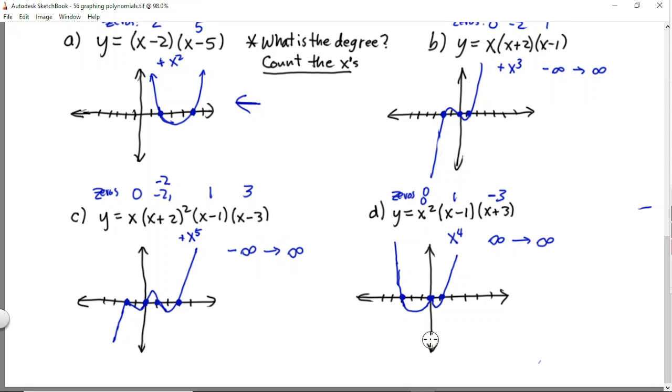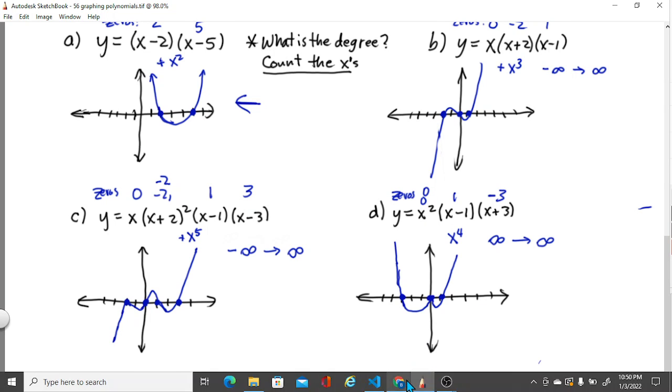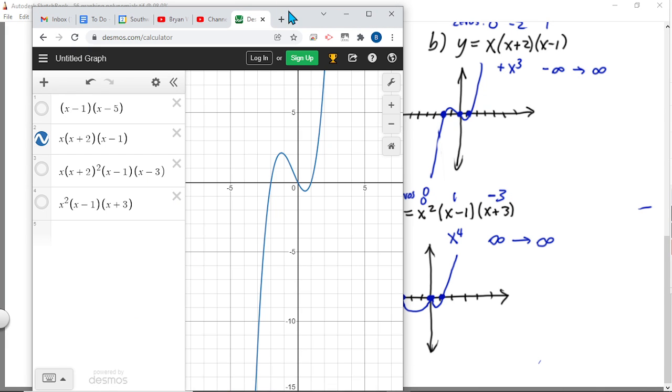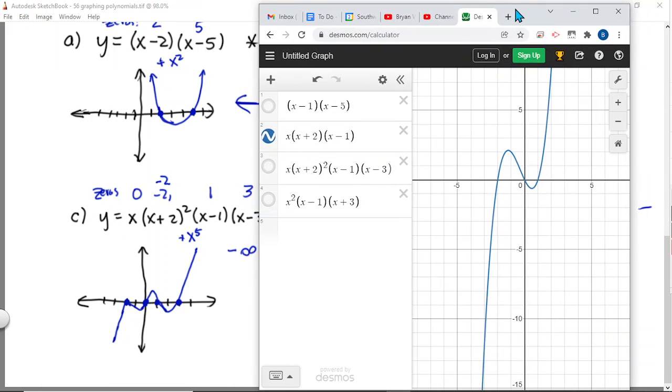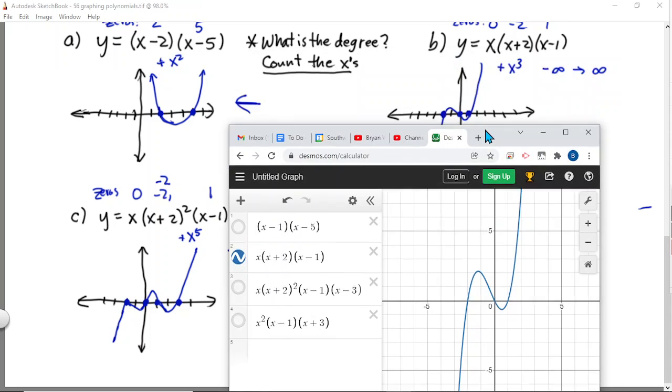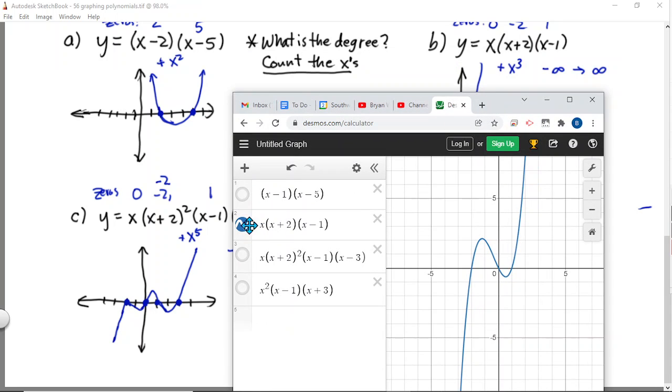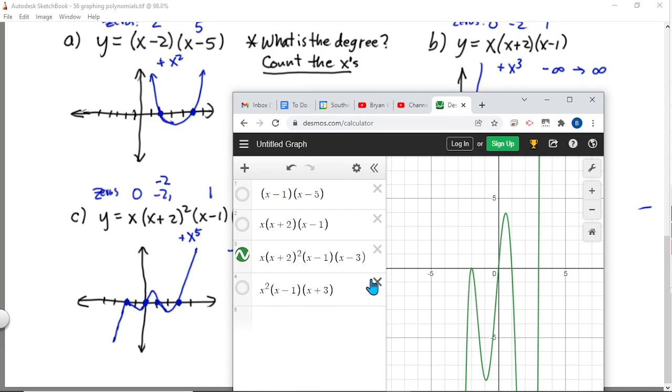Okay. So let's look at the others. Move this out of the way. So now we're going to look at C. And this one, oh, what happened here? This one looks quite a bit different.